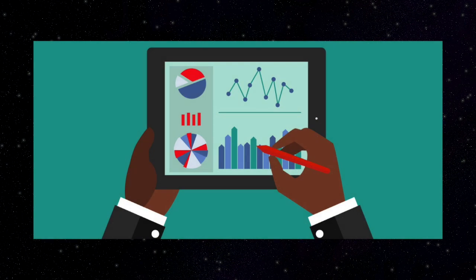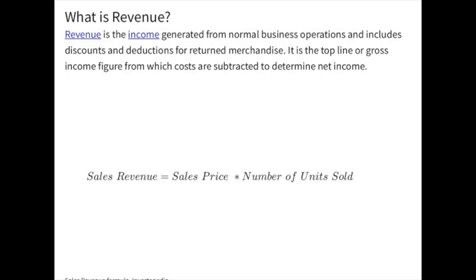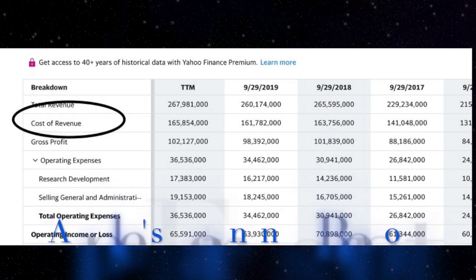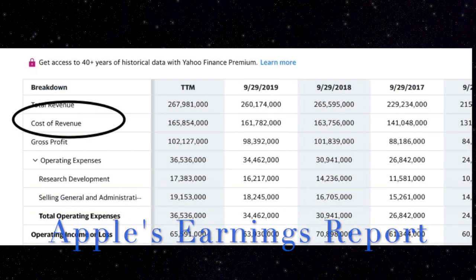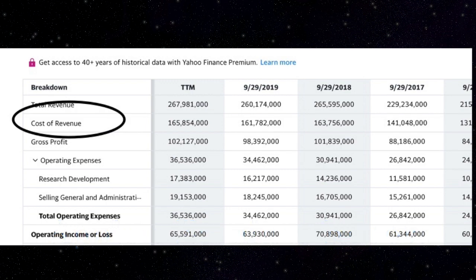So whenever you open up an earnings report or income statement, the first thing you see is revenue, and that's what we'll be talking about. So what is revenue? Revenue is the amount of money generated from the sale of a company's product or service. The next thing that could be seen in an earnings report or income statement is actually cost of revenue, and the definition is in its name.